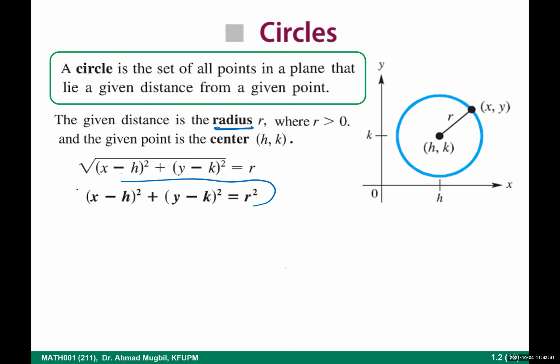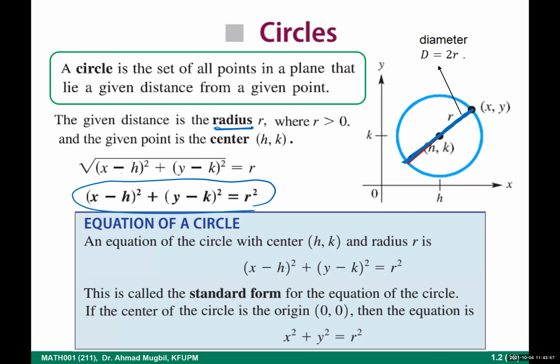What do we have? This is the equation of a circle centered at H and K with radius equal to R. If we have a line joining two points on the circle, what is this called? I think I mentioned it. Yes, diameter. The diameter is a line that joins two points on the circle and passes through the center, of course.